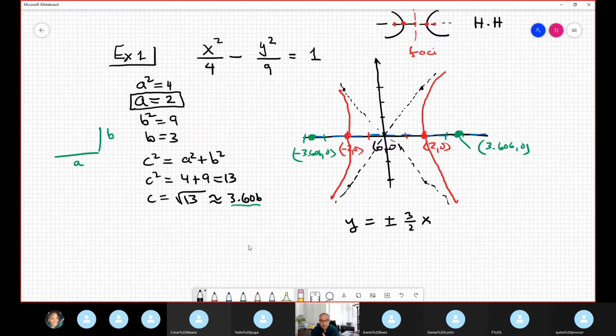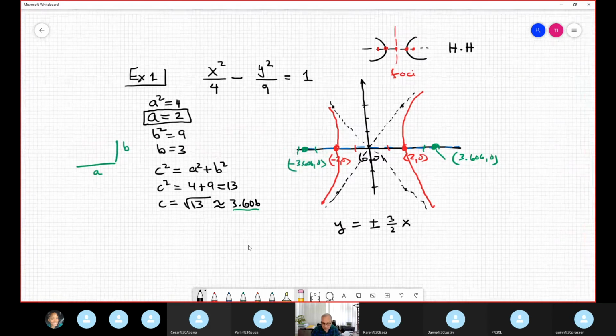Any questions, guys? Do you understand this or not? This is a rough sketch. But let's do it in Desmos to see it more clearly. Okay, let's go.